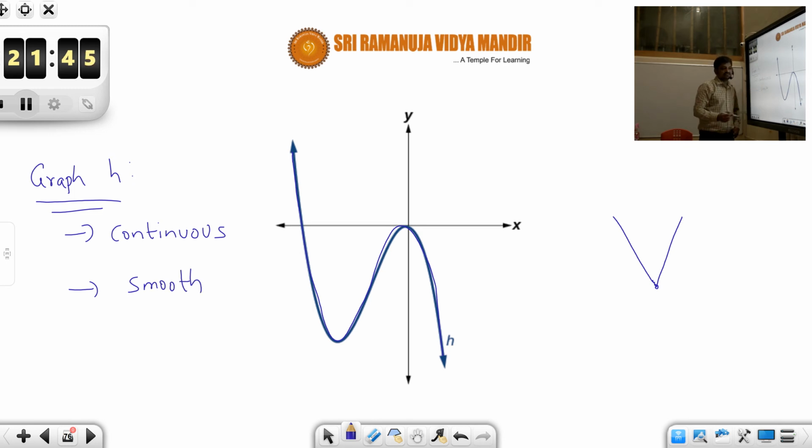So from the figure we can say that graph H is continuous and graph H is also smooth. Okay, so the two characteristics of a polynomial function are satisfied. So hence we can say that graph H is a polynomial function. Therefore graph H is a polynomial.